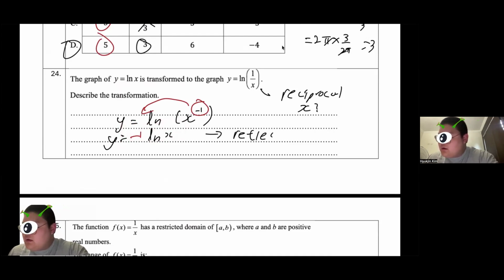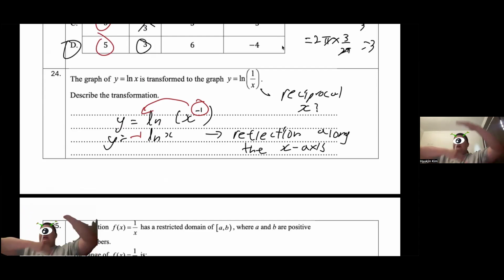Reflection along the x-axis is my y's being multiplied, so it goes this way.